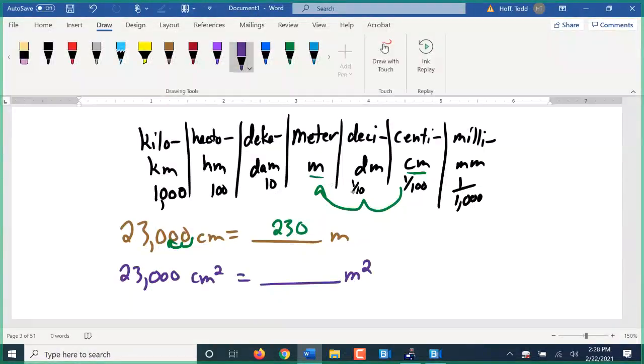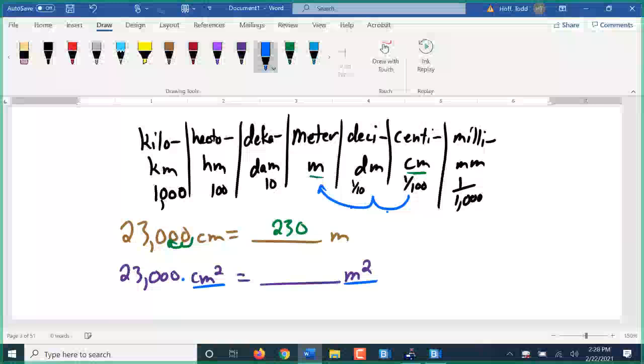So each spot on the chart, multiplying or dividing by 100, is going to move the decimal point 2 spots. Sorry, I got a little foggy there for a second. So to move our decimal point, if we were going from square centimeters to square meters, that is 2 spots on the chart, but each spot on the chart is 2 decimal places. So that's 4 decimal places we have to go. 1, 2, 3, 4. 0.3 square meters. So 23,000 square centimeters is 2.3 square meters.